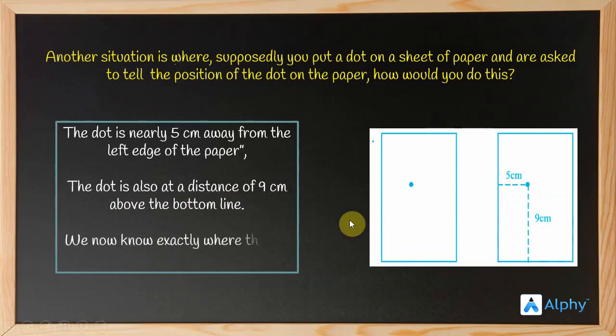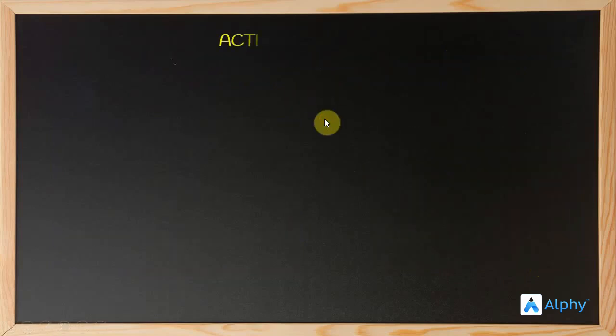For this purpose, we fix the position of the dot by specifying its distances from 2 fixed lines, the left edge of the paper and the bottom line of the paper. In other words, we need 2 independent pieces of information for finding the position of the dot. Let's explore this idea more through the activity Seating Plan.